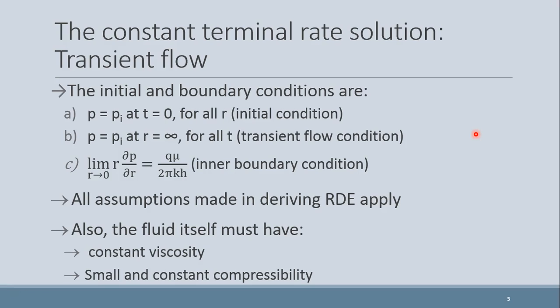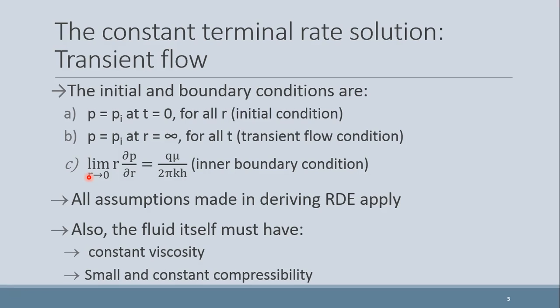Then the limit of r del P by del r, with r tending to 0, is equal to q mu by 2 pi k s. This is the inner boundary condition, and it is derived from Darcy's law. And r tending to 0 means, since the reservoir appears infinite in extent, the inner boundary, that is the wellbore, appears like a line, so its radius is almost negligible compared to the extent of the reservoir.